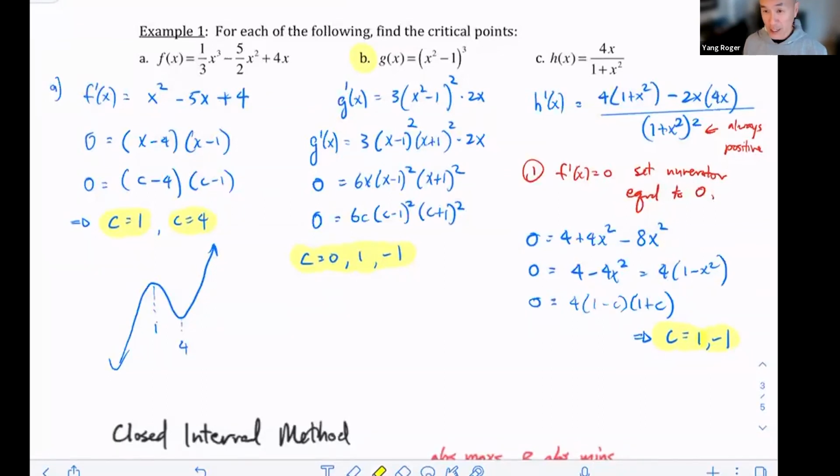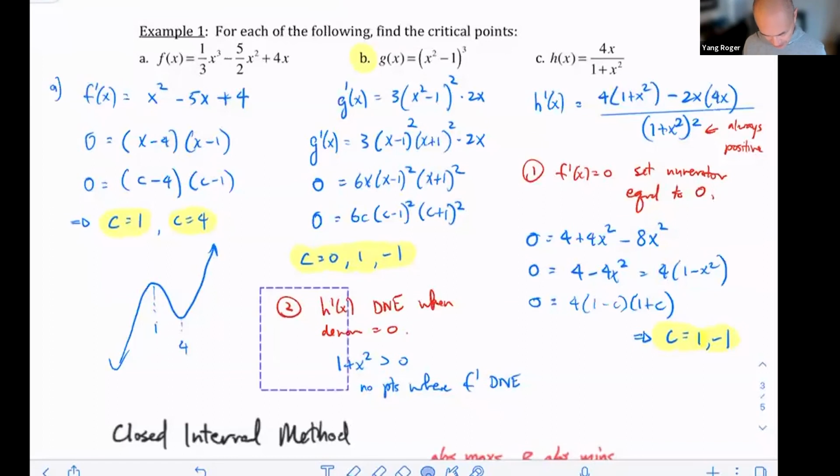But the second thing we want to talk about, and this is where I mentioned this always positive part too early. It's just the first thing I notice. The second thing that we want to check is that h prime of x does not exist when your denominator is equal to 0. But we noticed that 1 plus x squared is always greater than 0. So when you square it, it's still going to be greater than 0. So that never happens. Okay. So all we really have is just two critical values here. There's no points where f prime does not exist.